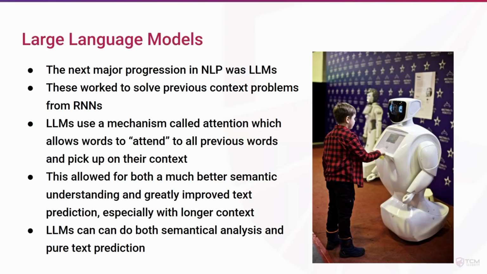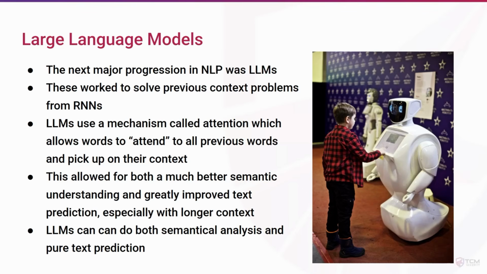So one of the major things that LLMs did is they helped to solve previous context problems that RNNs had, where they weren't able to capture the context of longer passages or sentences, and the context from words that were further away were eventually faded out or completely dropped. LLMs use a mechanism called attention, which allows words to attend, is how we refer to this, to all of the previous words and pick up on their context. So it actually is able to look at each individual word that came before it.